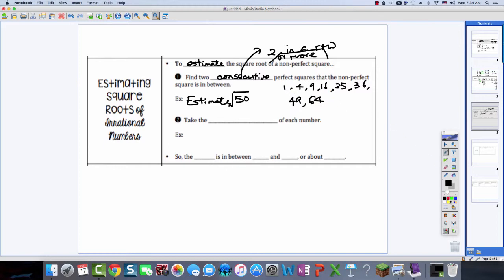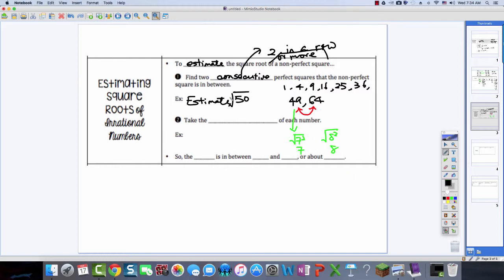Notice that 50 would be somewhere in between, slightly bigger than 49, quite a bit less than 64. And also notice 49, I can rewrite this. I'm going to write it here. 49 is 7 squared, square root of 7 squared, and this is square root of 8 squared. So in other words, this is 7, this is 8, the final number, right?